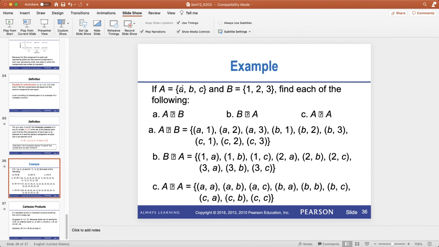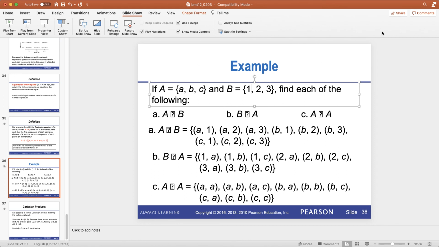So you have, let's say, A, B, C, and then 1, 2, 3. So then A cross B is A1, A2, A3, and then B1, B2, B3, and then C1, C2, C3. If B comes first, then the number needs to go first, right? 1A, 1B, 1C, and then 2A, 2B, 2C, 3A, 3B, 3C. If it's crossed with itself, then it's AA, AB, AC, BA, BB, BC, and then CA, CB, CC.